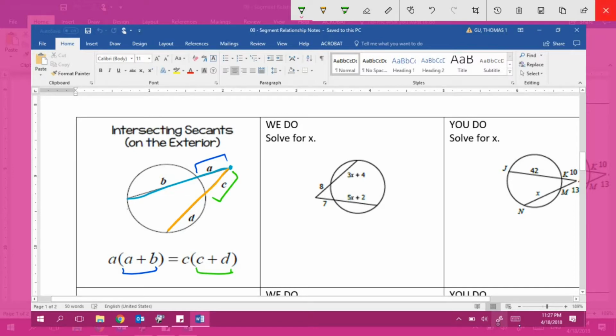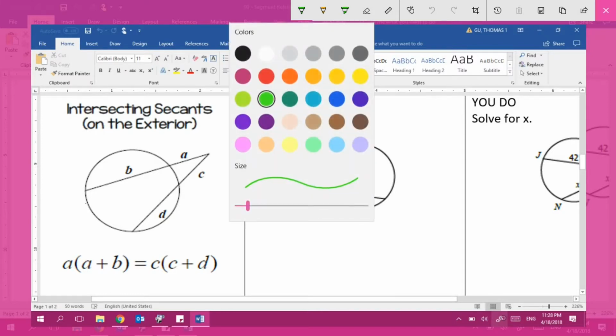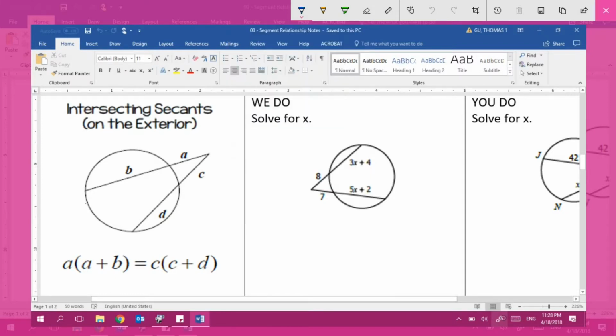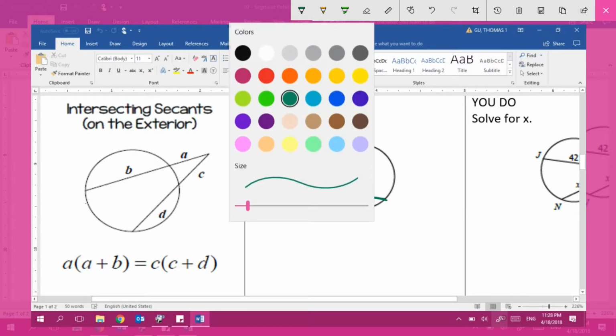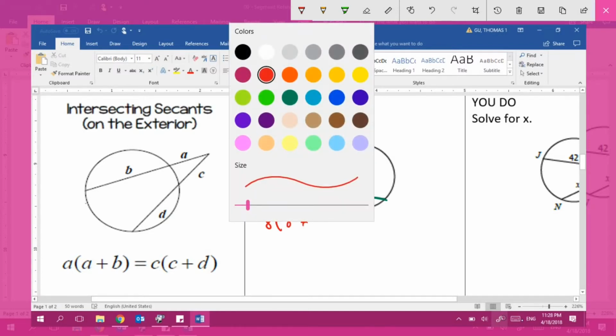So let's take a look at the we do. All right, we're solving for x here, so we're going to write an equation, right? So let's recognize the two lines and the two parts that make up the lines. So on one of my lines, look at this. I'm going to color coordinate this just a lot. So one line's right here, right? But the outside portion of this line is right here. It's 8. Okay, my other line is right here, and the outside portion of this line is right here, the 7. So now my rules say I'm going to take the outside portion, so 8 times the outside plus the inside on that line, so 8 plus 3x plus 4.